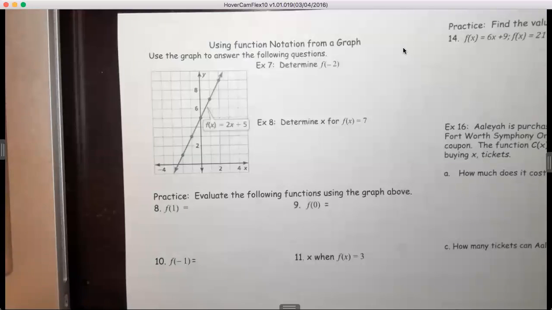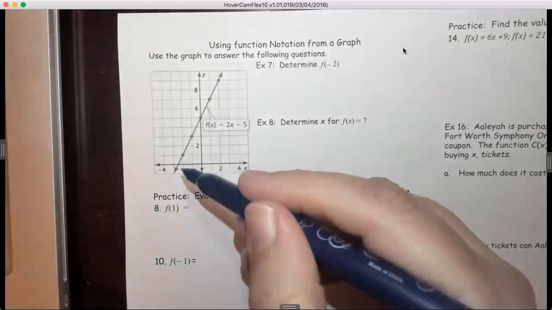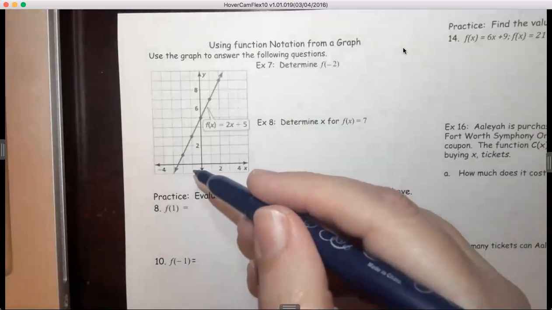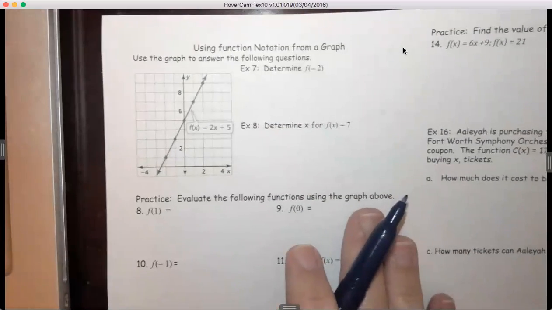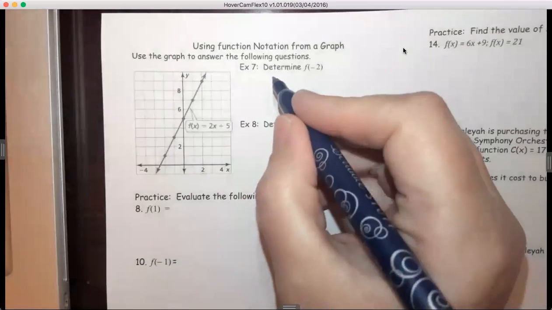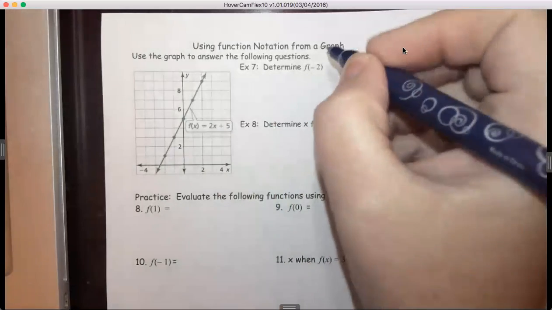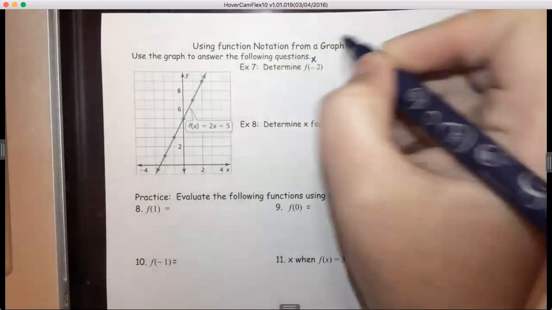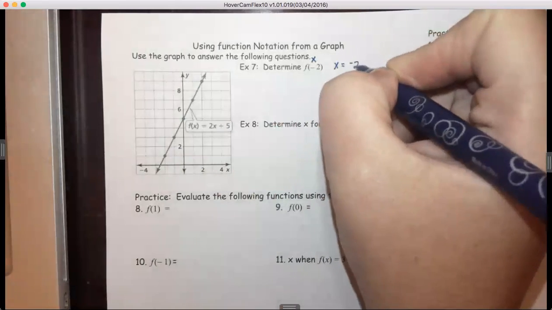Hi, we're going to talk about finding function notation from a graph. So we have a graph right here. It does tell us the equation, but we don't need the equation in order to do this. So right now we are asked to determine f of -2. We know that whatever is in the parentheses is our x. So we know that x equals -2.